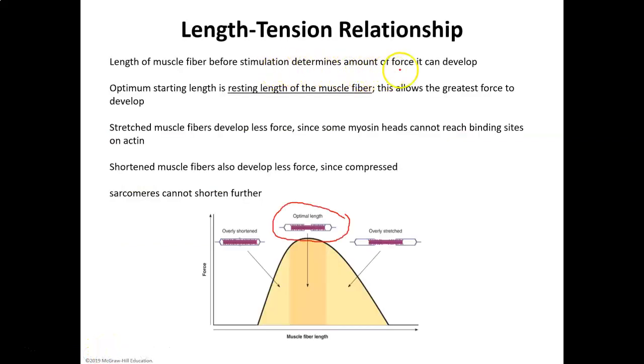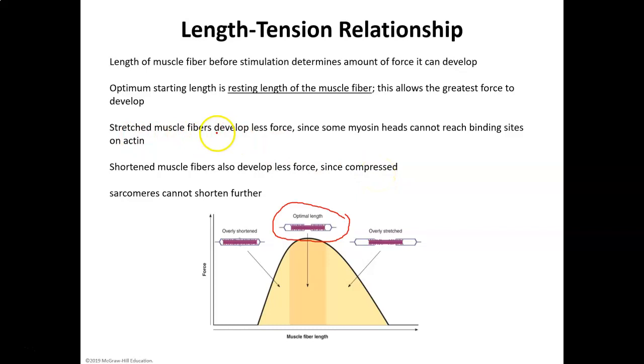Before stimulation determines the amount of force it can develop. What does that mean? The optimum starting length is the resting length of the muscle fiber. Resting length, okay? So this is resting length. That means it's not contracted and it's not extended. It's in the middle of its movement.